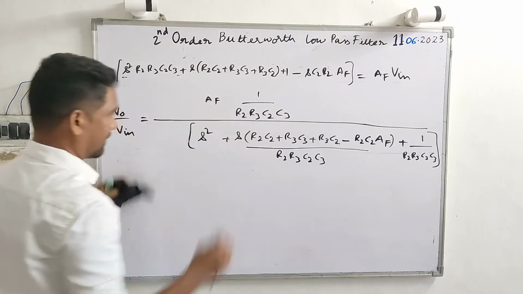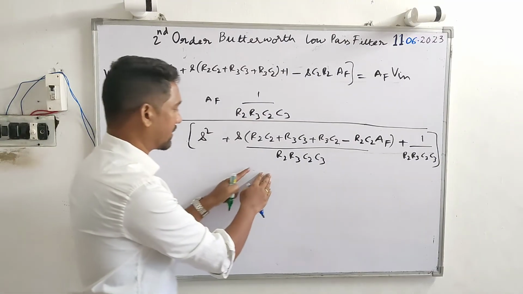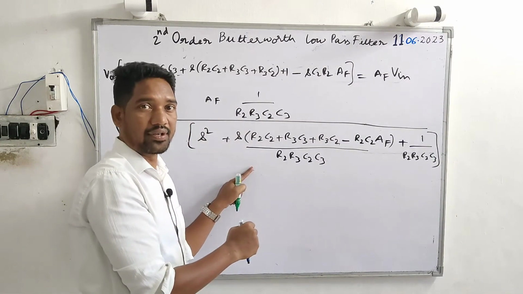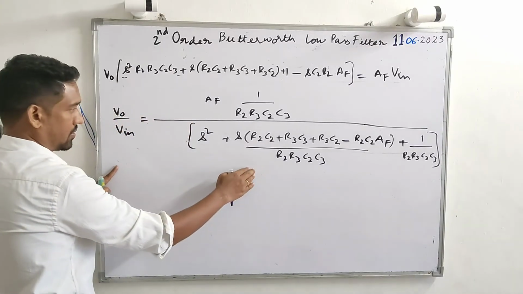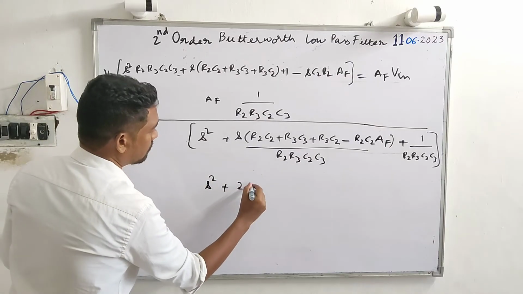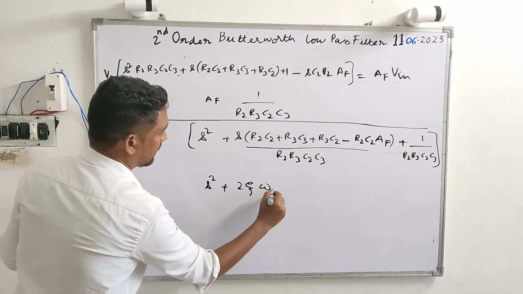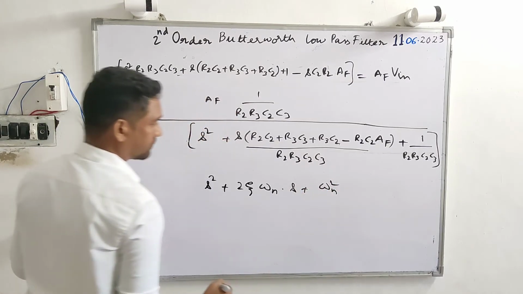All right guys. Now this is very much equal to that quadratic expression, the standard second order transfer function. The denominator is very much equal to that one. Comparing this one with s square plus 2 zeta omega n into s plus omega n square.